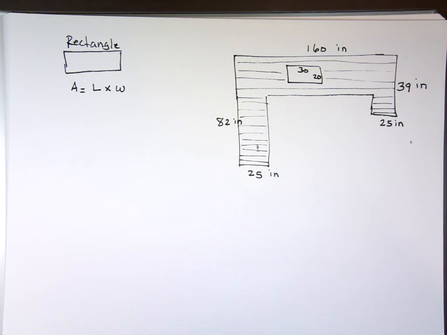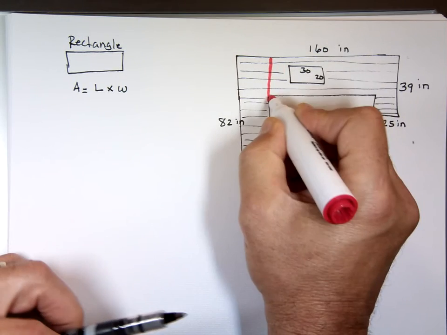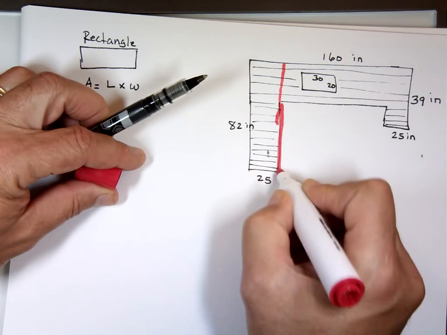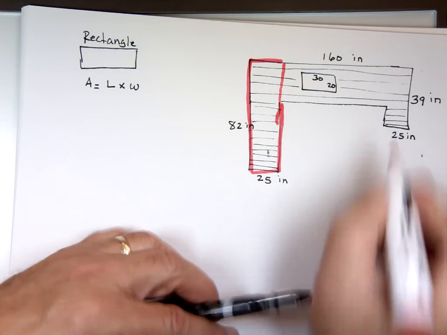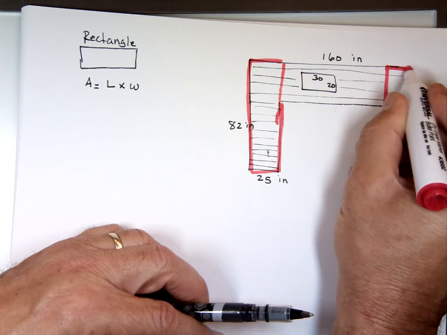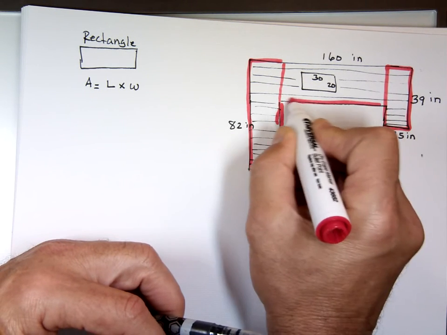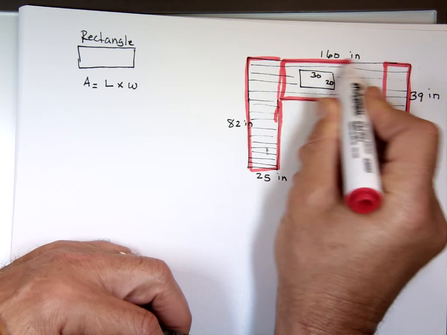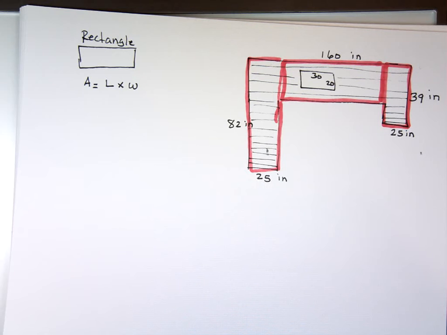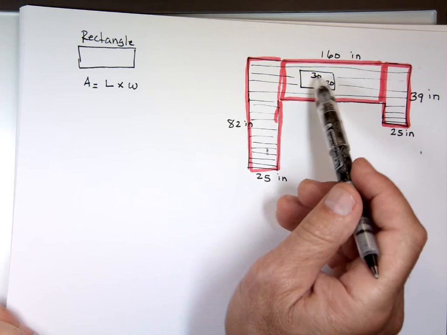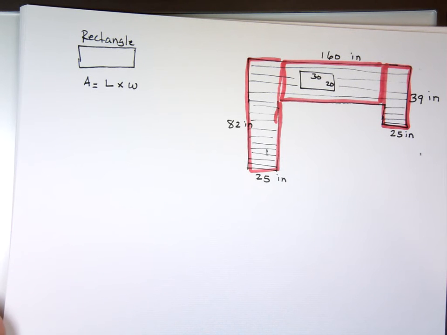I'm going to break it down to pieces. Here's one piece. Here's another piece. Here's the third piece. Can you see it? So I'm breaking into 3 pieces. Then from this piece I'll subtract the area of that, because there's a hole there.